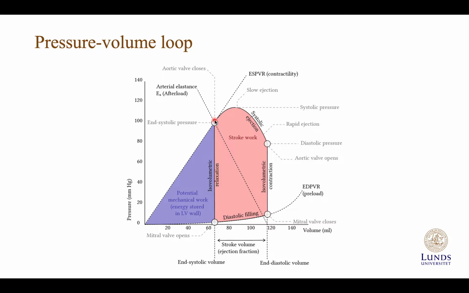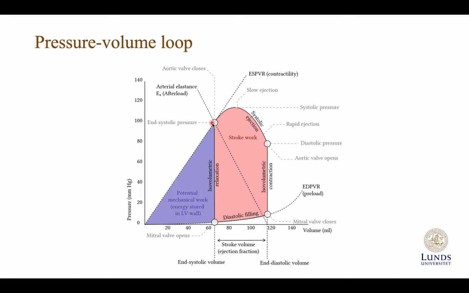The slope of the line connecting the end systolic point of multiple beats under different loading conditions defines this curve. And this curve is equal to the contractility of the left ventricle, and it also constitutes the end-systolic elastance. So a steeper slope means a more contractile ventricle, and a flatter slope means weaker contractility.